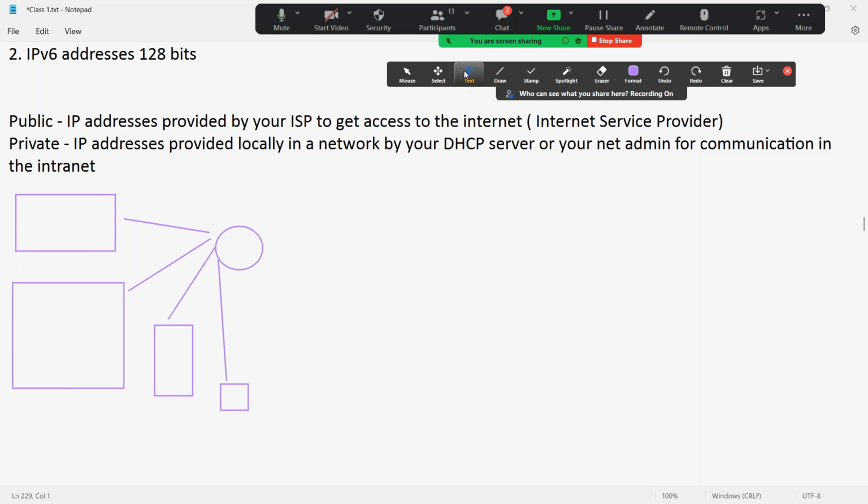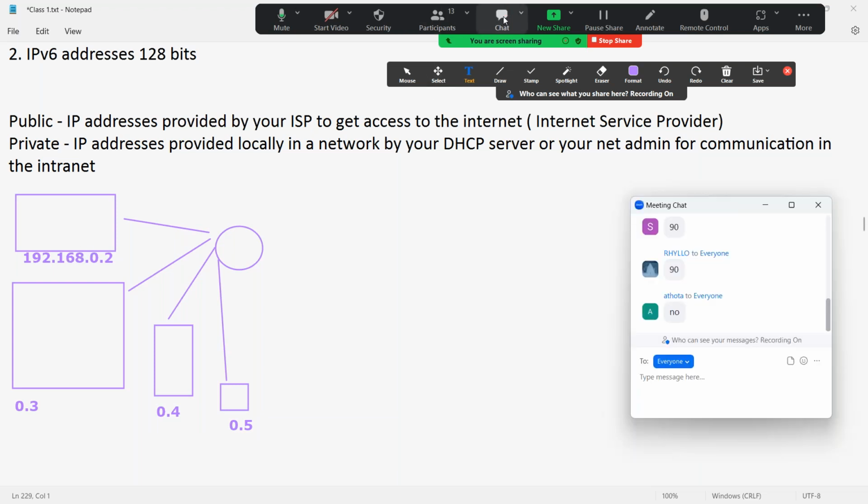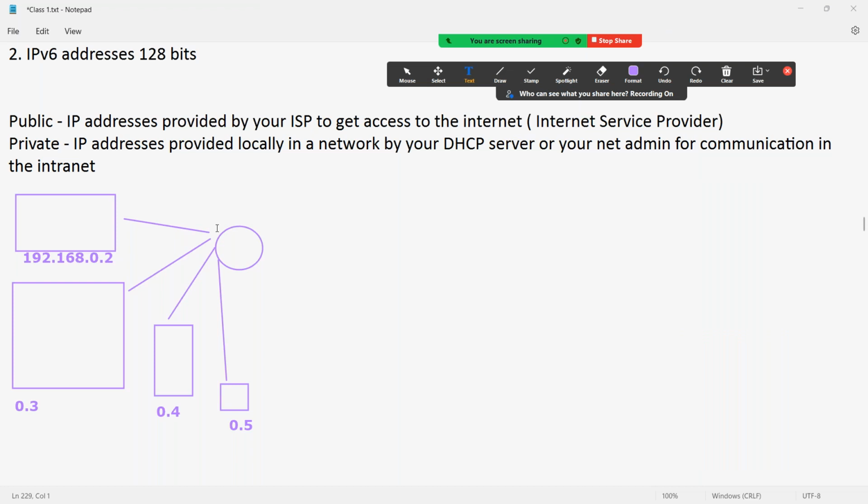Okay, so this could be something like, let's say, 192.168.0.1. Oh no, 0.2. This is 192.168.0.3. This is 0.4, and this is 0.5. Okay, ignore what this IP is, guys. What is this 192.168, or why I specifically selected that? Okay, but for now, let's assume these are the private IPs for them. Your router also gets an IP, which is 0.1, the first IP in the network.